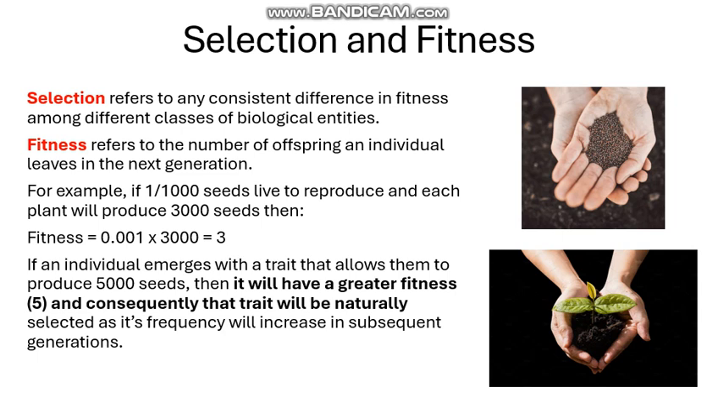Whereas if an individual emerges that allows them to produce 5,000 seeds, that trait is going to be naturally selected because it increases fitness, because we'll have the same survival probability, but because it's producing more seeds, it would be 0.001 multiplied by 5,000, and it would have a fitness of 5. So we would be able to know that organisms with this trait have a high fitness, and it's going to be naturally selected and increase in frequency within the population.